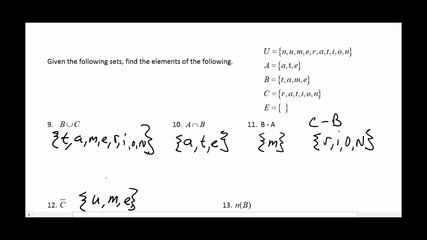In other words, C has everything else in it, but I'm looking for the things that are opposite of C, or not in C. And then the last question over this particular set is cardinality. That's n, the number of elements in B. So I just go in and count the number of actual physical elements. 1, 2, 3, 4. So there are 4 things in B.